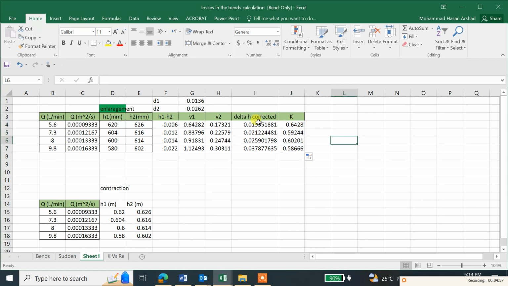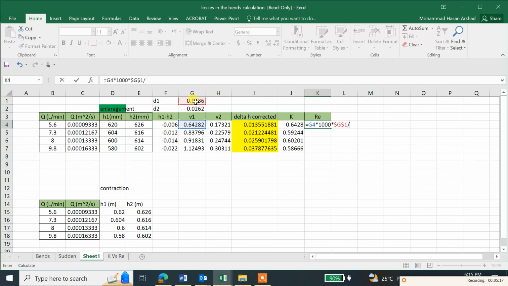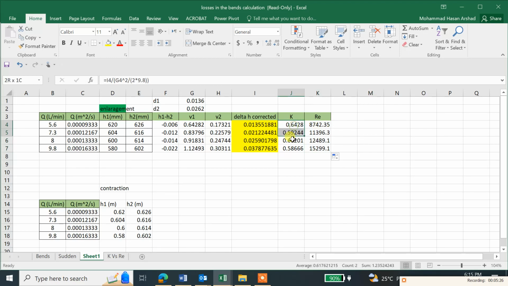So for the graph, you can plot K versus Reynolds number. Reynolds number we can take as higher velocity times density times diameter, the smaller diameter, divided by viscosity 0.001. You should get a constant value. So you can find the average value of this.